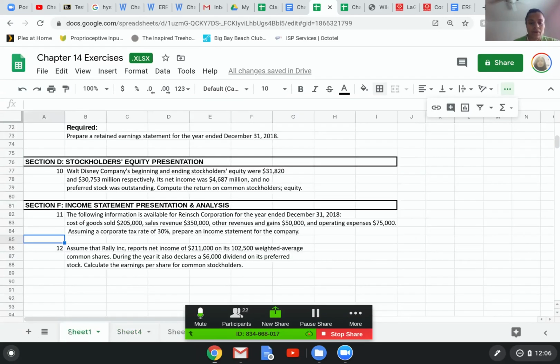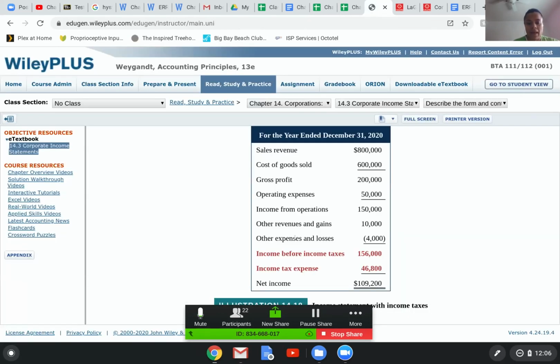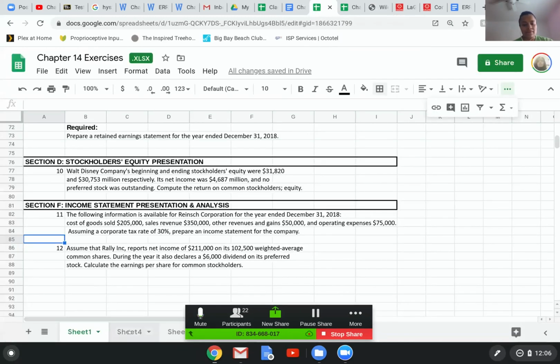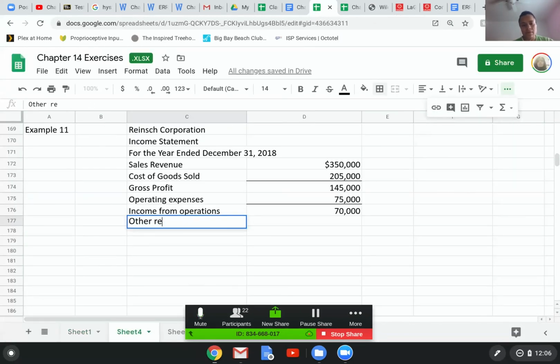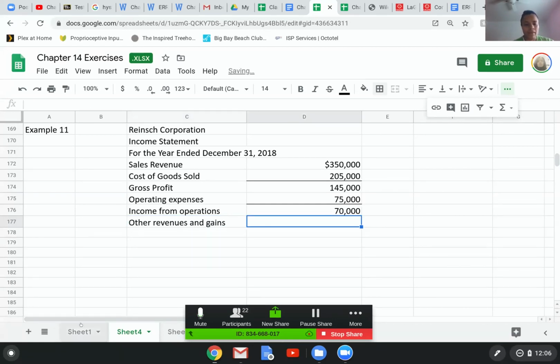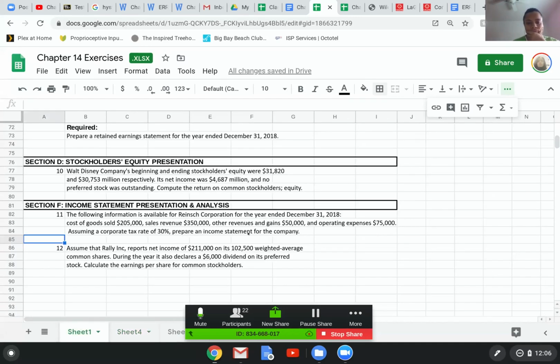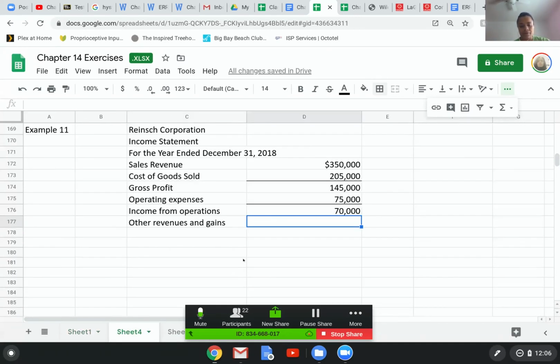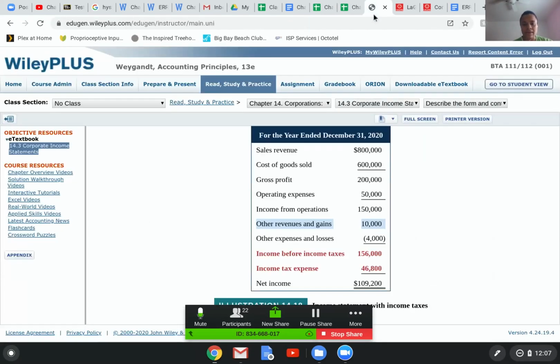And so now if we look over here, we see that there is still this other revenues and gains. If you go back to the format that we're following from the textbook, that's going to be the next item. We don't have other expenses and losses. So other revenues and gains, and for that, we're going to say 50,000. All right, 50,000. No other expenses and losses. So you don't have to write this line in if it's 0.